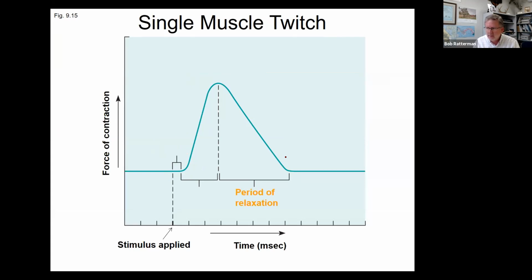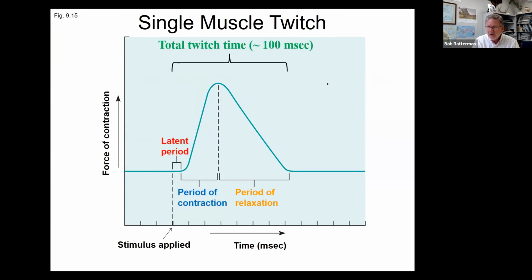So what's happening during these different times? Well, during the latent period, this is the time between when the stimulus is applied and the time the muscle responds. There's a lag time there. It's a couple milliseconds, like, I don't know, 10 or 15 milliseconds. Well, what's happening during this latent period? Anybody know?